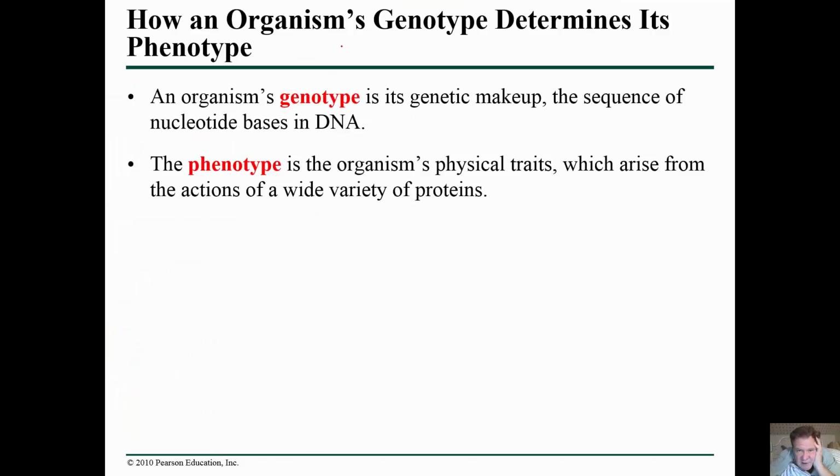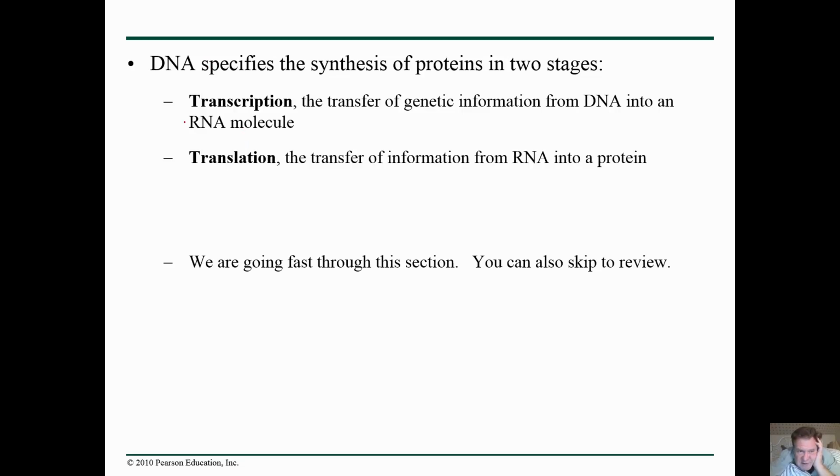So an organism's genotype can determine its phenotype. And so a genotype is the genetic makeup of an organism. The phenotype is what an organism's traits give us. And how this happens is that we see transcription, which transfers genetic information from DNA to an RNA molecule. And so the DNA is very stable in the nucleus, and what we need to do is convert that DNA into an RNA molecule so that it can go out into the cell.